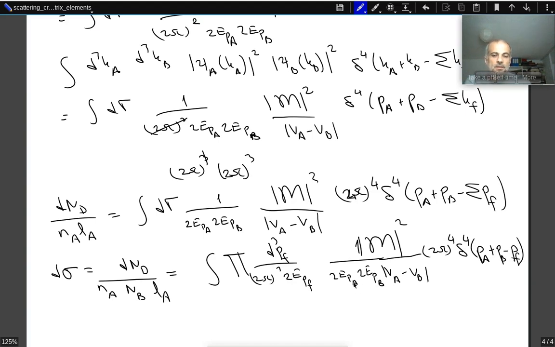You see, this is the initial flux of the particles, so how many collisions we have per second. This is the phase space of the final state. This 2E_pf is due to the normalization of the states that we used in calculating this M squared. And this M squared contains all the dynamics, and the overall energy momentum conservation is what appears over here. So our actual task will be, from the dynamics, calculating this invariant mass squared term.